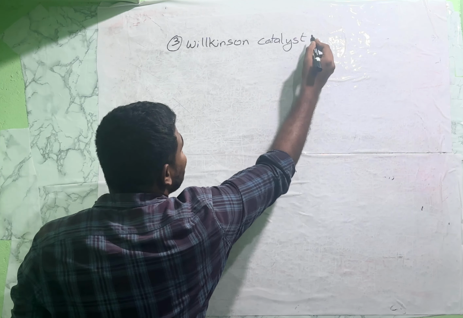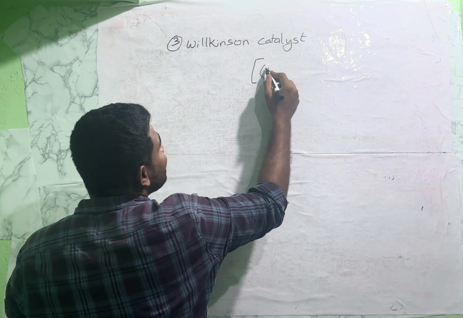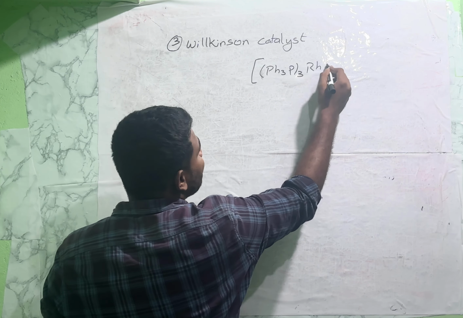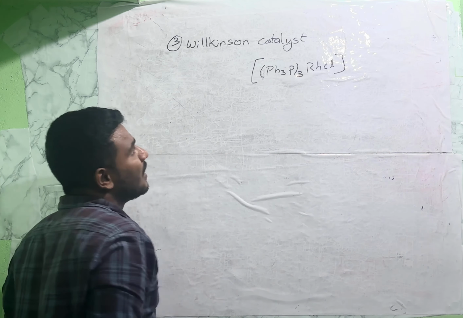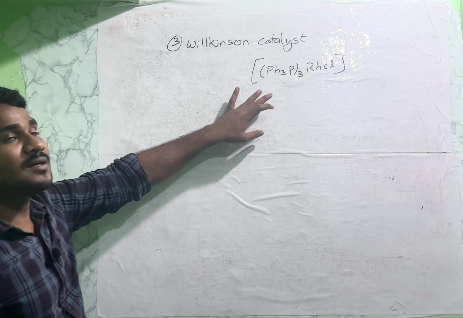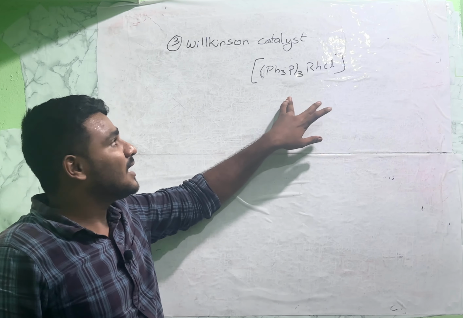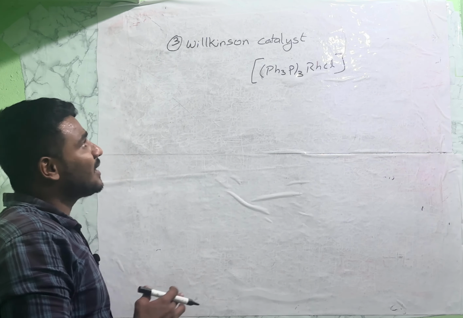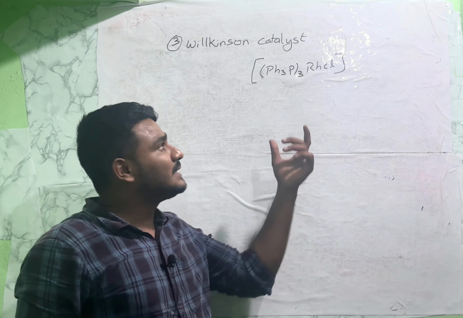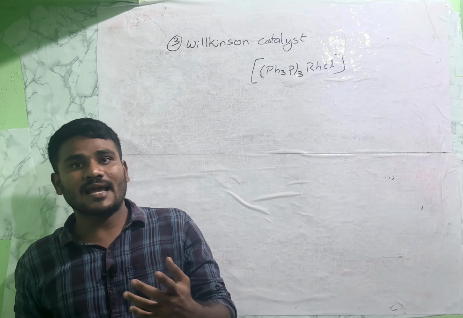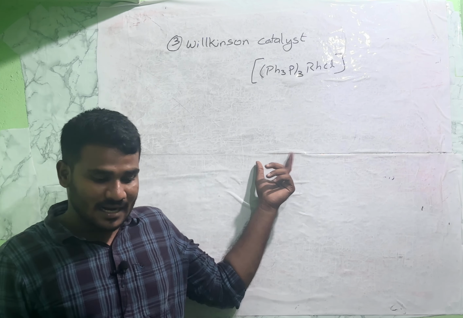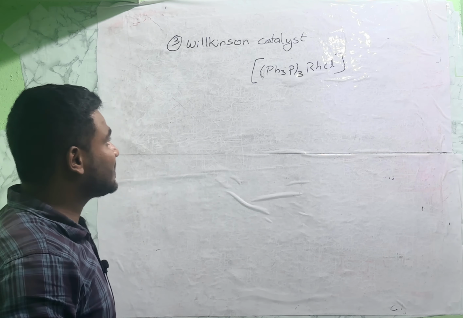What is Wilkinson catalyst? That is (PPh3)3RhCl. What is the IUPAC name of this compound? Tris(triphenylphosphine)rhodium chloride. This Wilkinson catalyst is a homogeneous catalyst, that is, the reaction is done in the same phase, and it is also a syn addition.